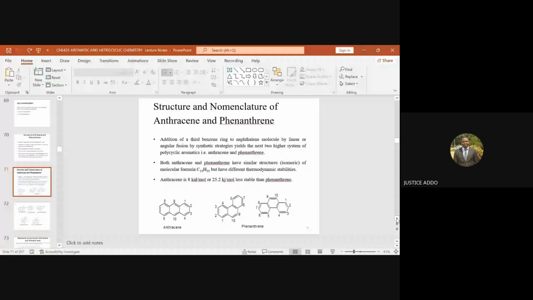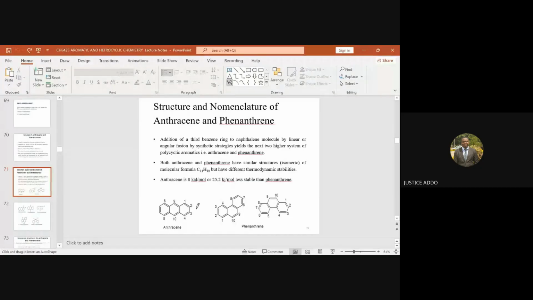So we are going to look at the structure and nomenclature of anthracene and phenanthrene. So addition of a third benzene ring to naphthalene molecule by linear or angular fusion. So if it is linear, then we have anthracene. If it's angular addition, then we get what? Phenanthrene. Now the phenanthrene can assume these two shapes. They are the same. Either this one, or this one. And then this is the anthracene.